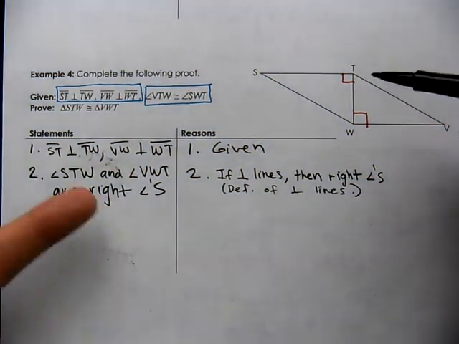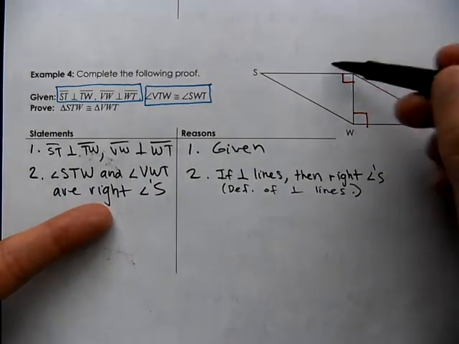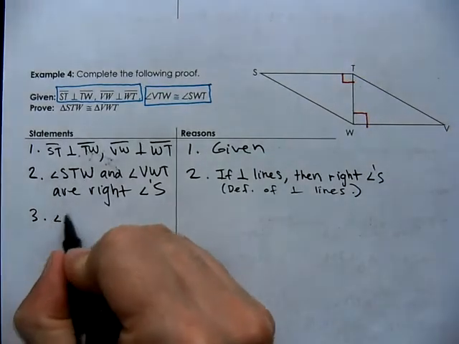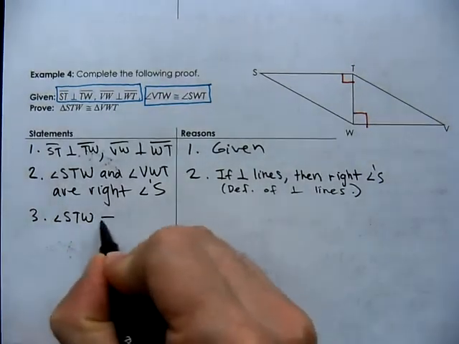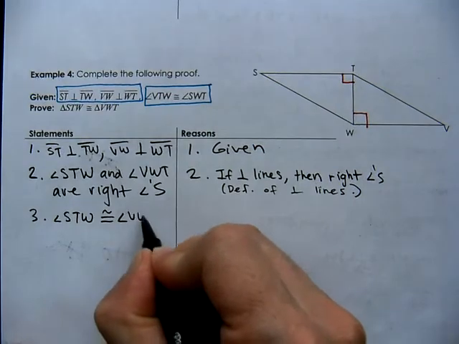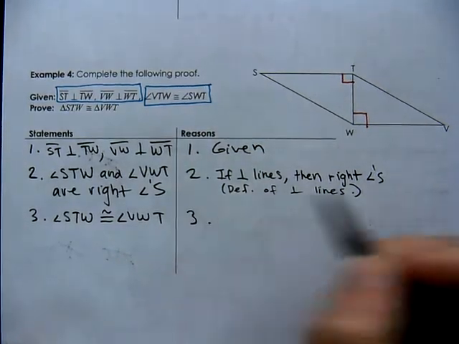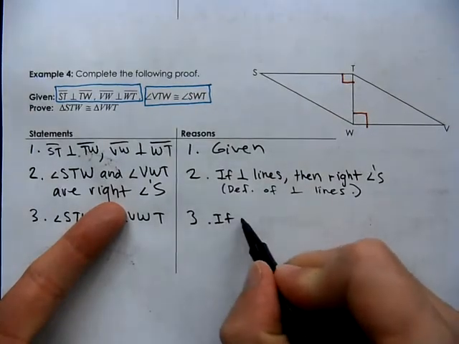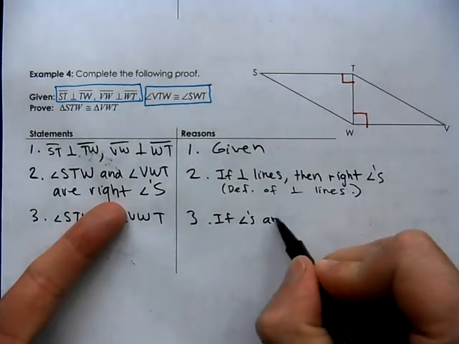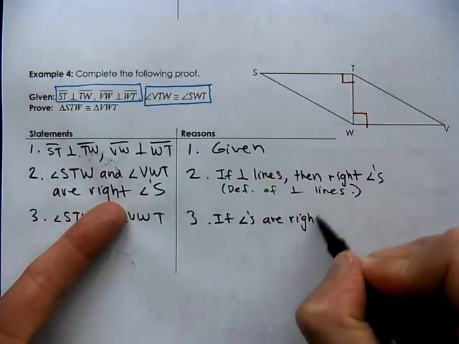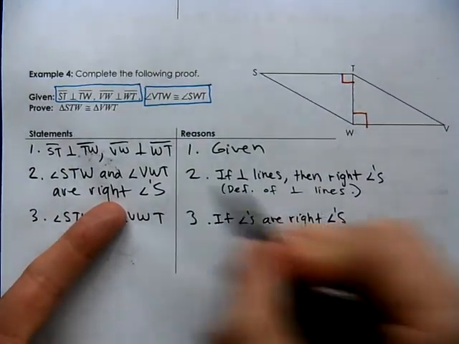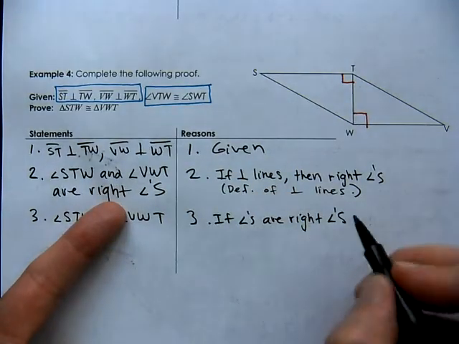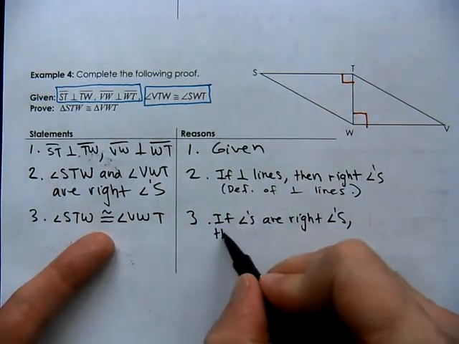Alright, well now what do we know about right angles? We know right angles are going to be congruent to each other. So now we say angle STW is congruent to angle VWT. How do we know that? Well, if angles are right angles, the if part always describes what came before. What came before on line 2 was that we had right angles, so if our angles are right angles, then they are congruent.